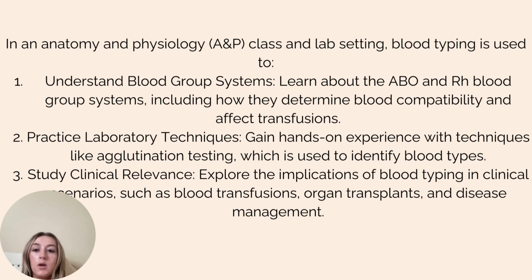So next I will be explaining how we use blood typing in a lab setting through an A&P class. Number one, we understand blood group systems, to learn about the ABO and Rh blood systems, including how they determine blood compatibility and affect transfusions. Second, we use them to practice laboratory techniques. We gain hands-on experience with techniques like the agglutination test, which is used to identify blood types.